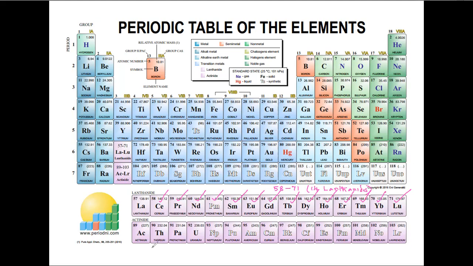Now coming to actinides, starting from thorium, 90: thorium, protactinium, uranium, neptunium, plutonium, americium, curium, berkelium, californium, einsteinium, fermium, mendelevium, nobelium, and then lawrencium. So from 90 to 103, we got 14 actinides, right? So a total of 28 F block elements are there.